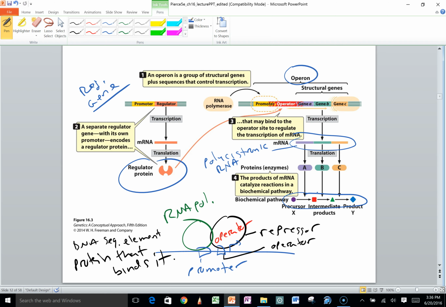So in the lactose operon, all of those proteins are used to metabolize lactose for energy. In the tryptophan operon, all the proteins are used to make tryptophan. And so whatever the process is, you need all those proteins to do it. And so when you need one of those proteins, you need all of them. And so you just turn them all on or turn them all off at the same time.